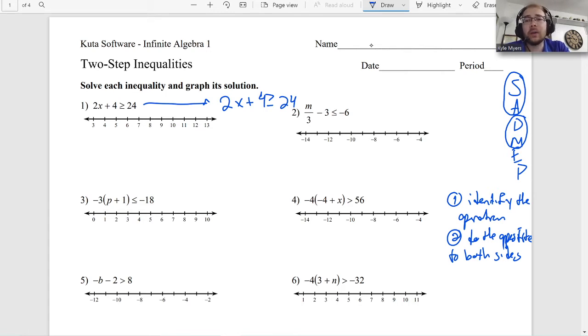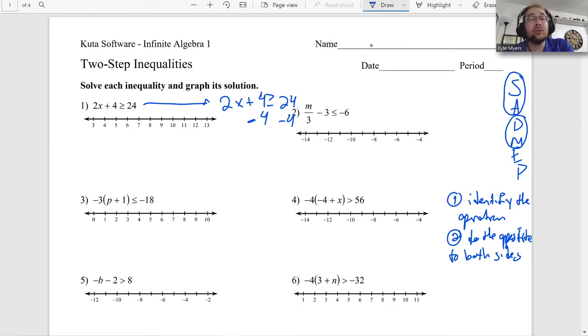Well, let's figure out what's going on here. We have a 2x plus 4 greater than or equal to 24, and we want to subtract 4 on both sides. So how did I come to that conclusion? One, identify the operation. There's actually two operations going on here.